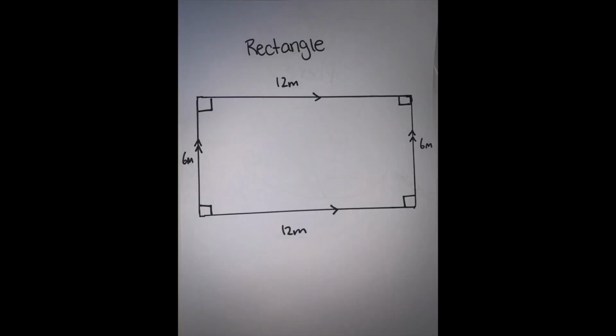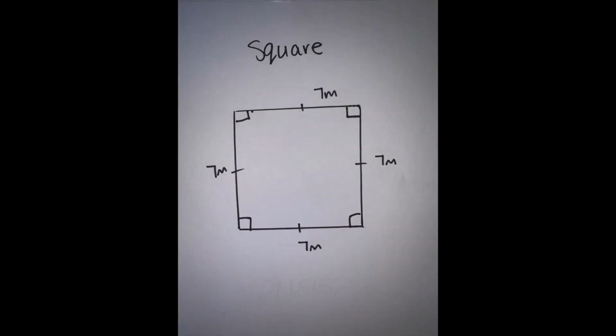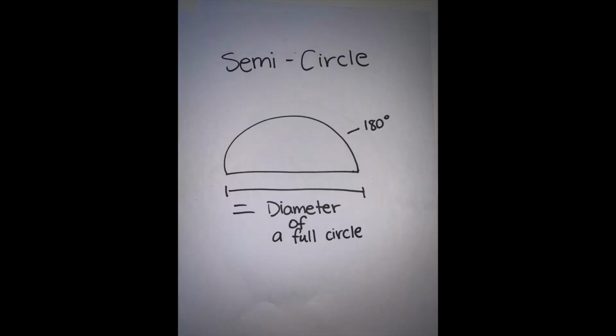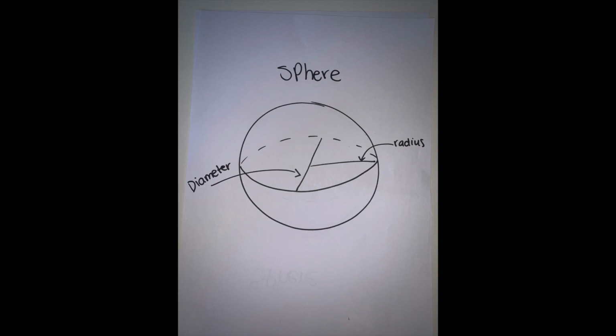The shapes covered today were rectangles, squares, circles, semicircles, and spheres. These shapes are very present and common in children's lives, particularly in sporting settings, which assists children in identifying and developing a greater understanding of shapes.